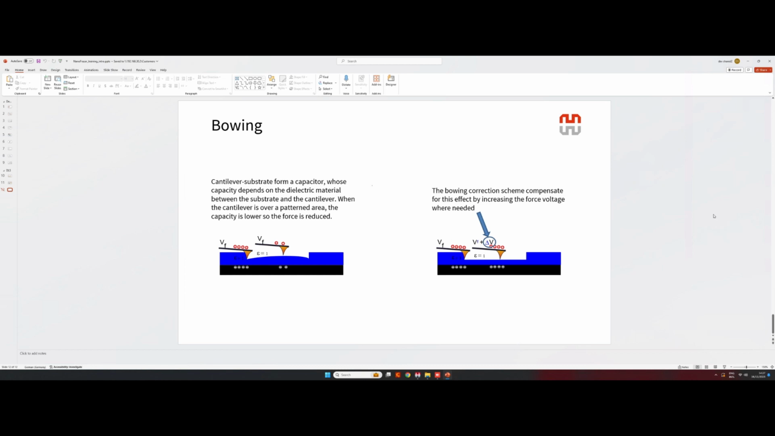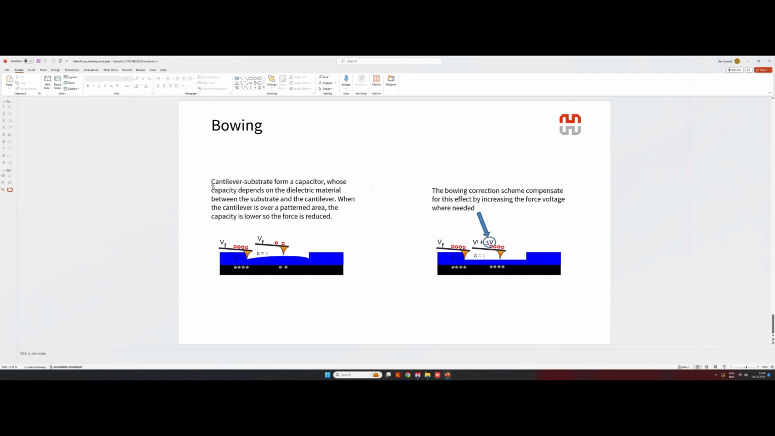Hello everyone, in this video we will see the bowing effect and the strategies that we can use to avoid this undesired effect when patterning with a t-SPL. This is a part of the advanced t-SPL patterning control videos, so hopefully you will be able to understand better how we can pattern with a t-SPL with good results.